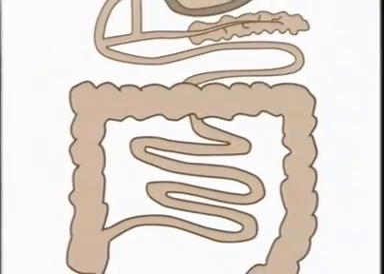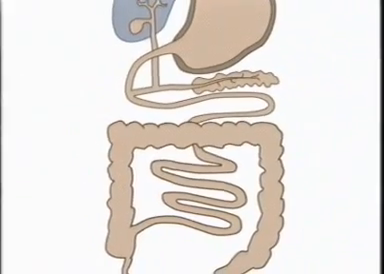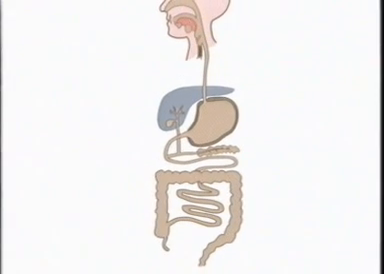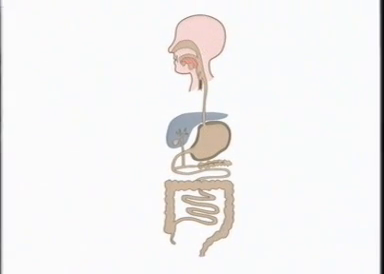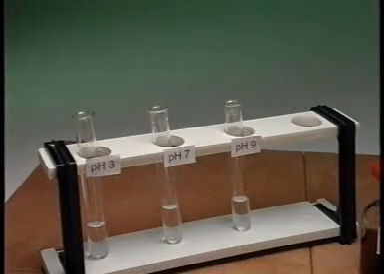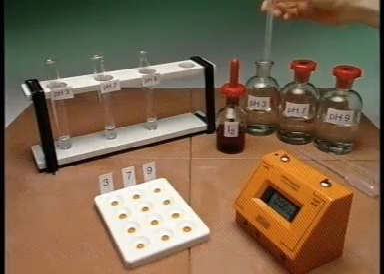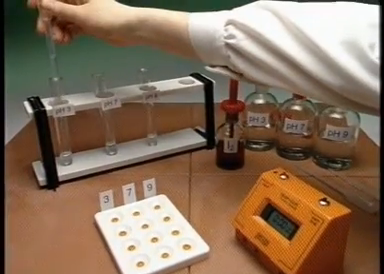pH varies in different parts of the digestive system. Does pH affect the way digestive enzymes work? To find out, first we'll investigate salivary amylase. There's an equal amount of starch solution in each of these 3 test tubes. A weak acid is added to the first.